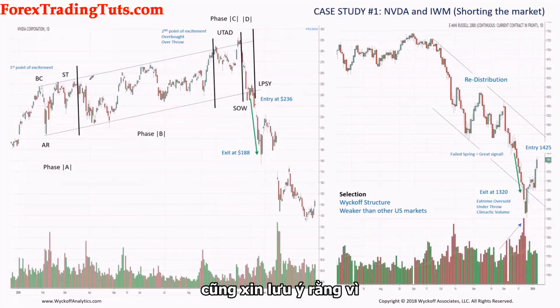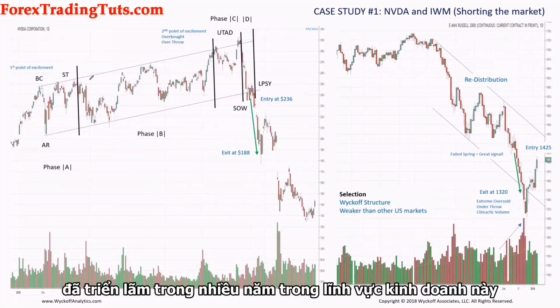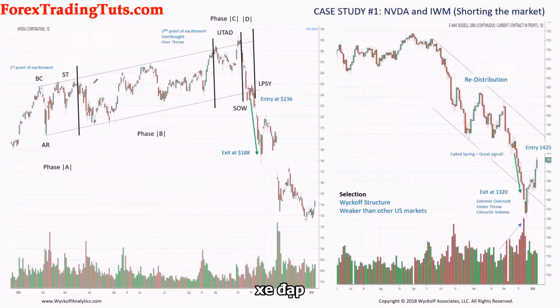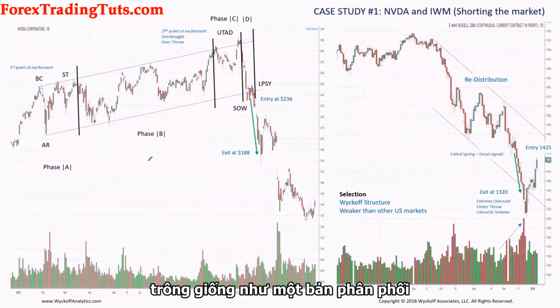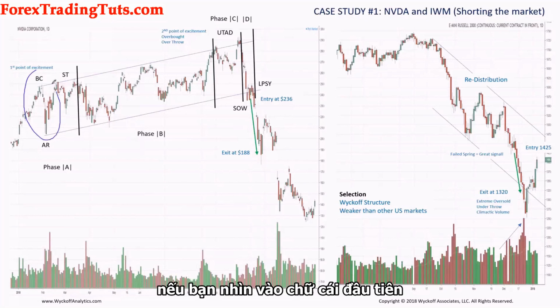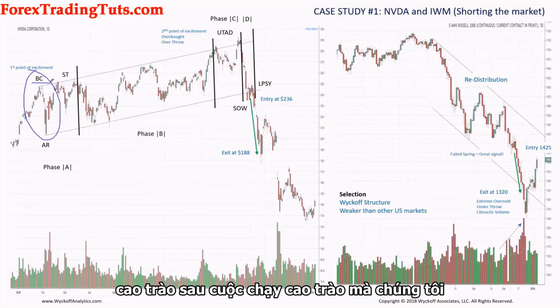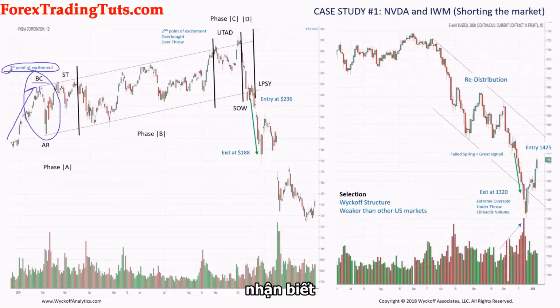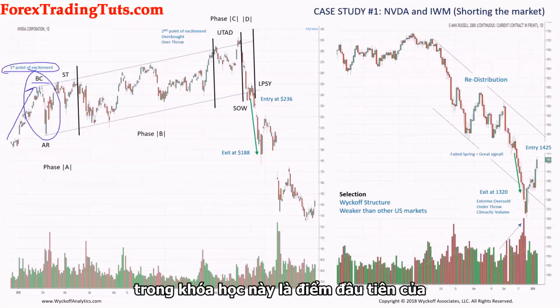Also, please note that because of the leadership characteristics, because of the strength that this particular stock and the group, the semiconductor group, has exhibited for years in this business cycle, the distribution does not necessarily look like a distribution. If you look at the first initial reaction that starts with the buying climax after the climactic run, which we identify in this course as the first point of excitement, look at the initial reaction.